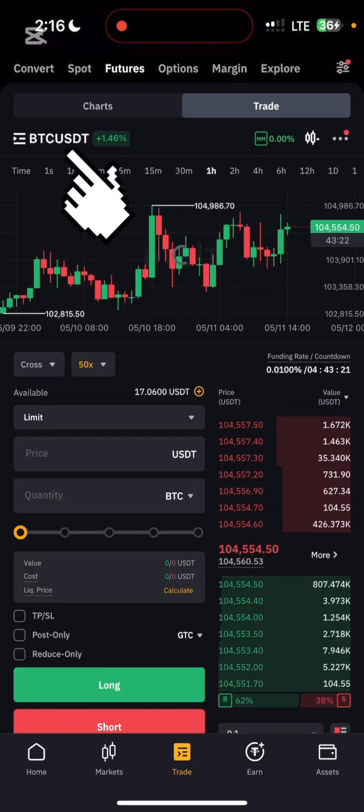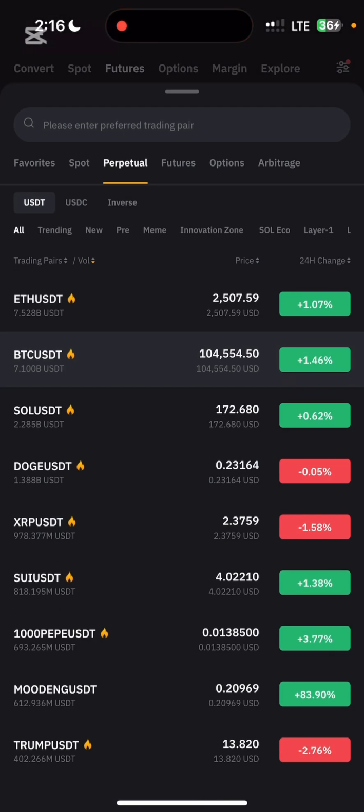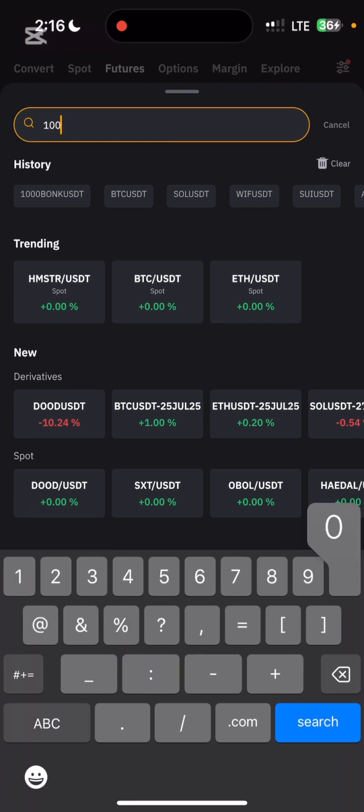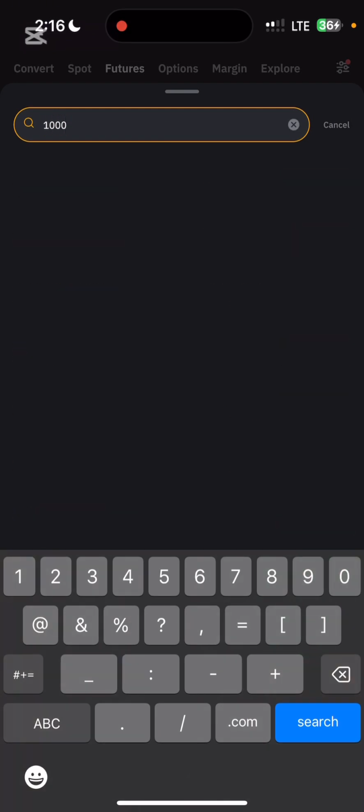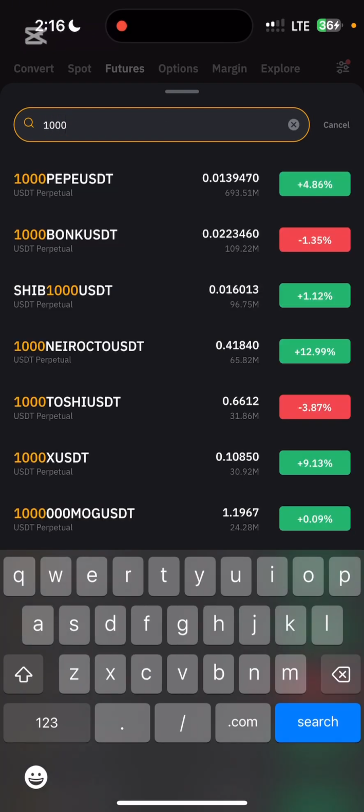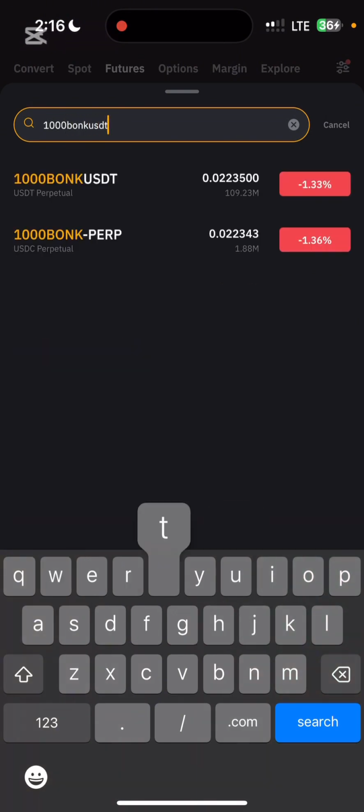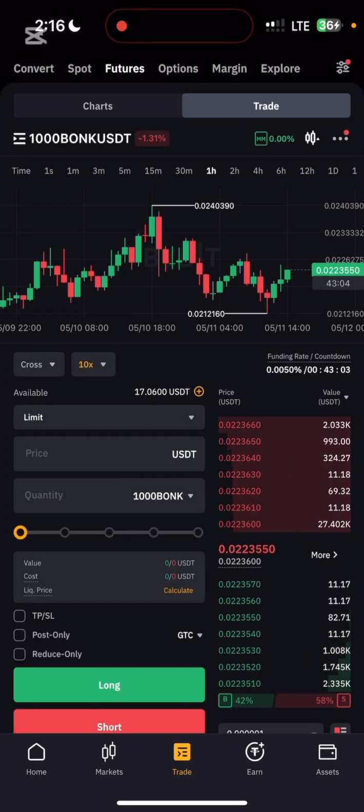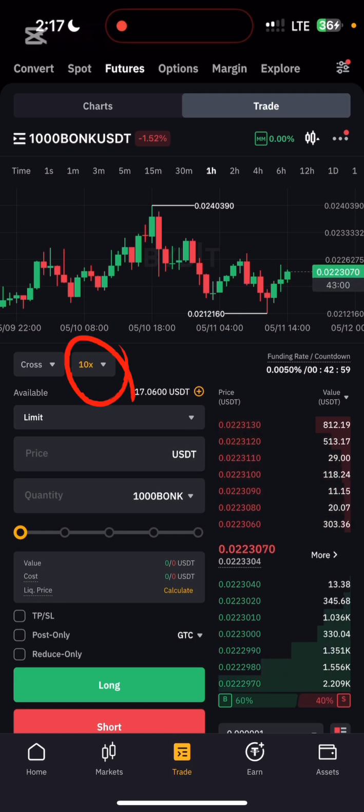So then you are going to click on this BTC. You understand? You click on BTC, you search 1000 BONK, because that's the pair you are told to trade. So you search 1000 BONK USDT. So this is it. After clicking on 1000 BONK USDT, you are going to click on your leverage.